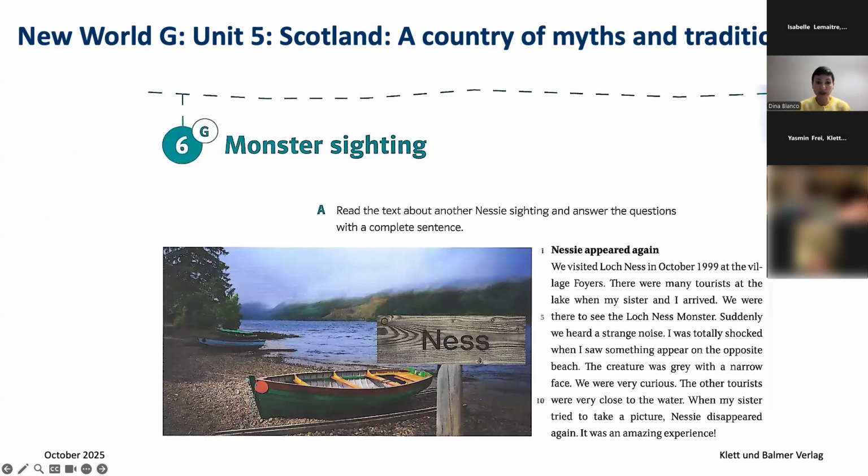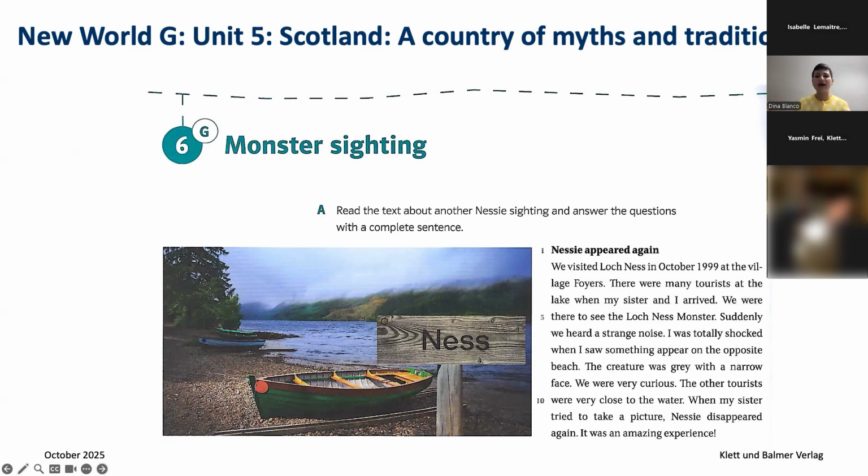So what I did was, it was such an easy text to actually type up. But what I did was I decided, well, I want to ensure that all my learners, irrespective of level, are actually focusing on a similar context. So here it talks about we visited Loch Ness in October at the village of Foyers. There were many tourists at the lake when my sister and I arrived. We were there to see the Loch Ness Monster, so on and so forth.